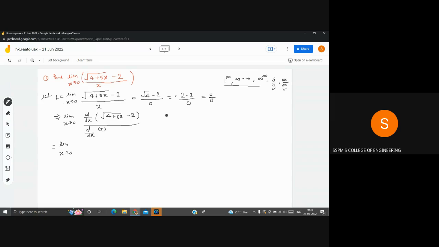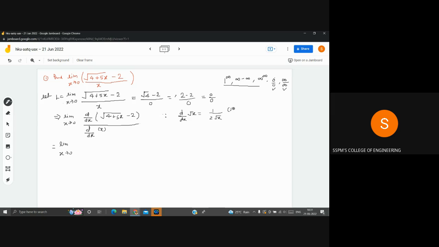And what is the derivative of root? Besides the steps, I will state the result for root. d by dx of root of x is 1 by twice into root of x. And next, the derivative of x with respect to x is 1.